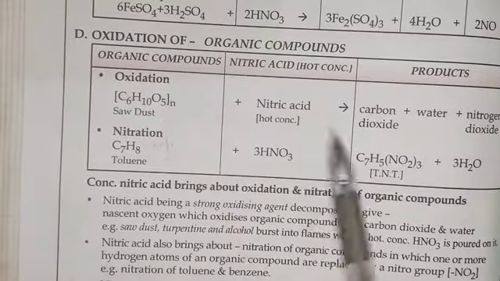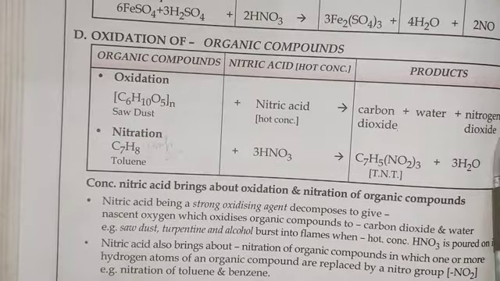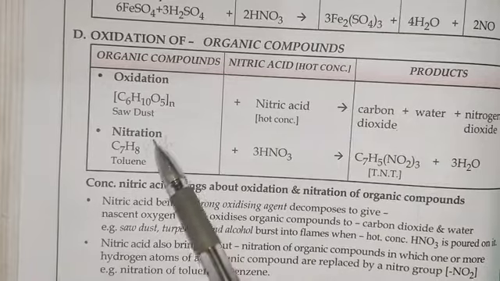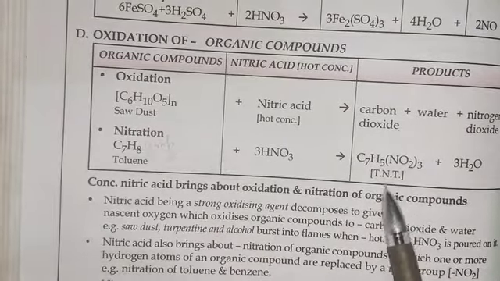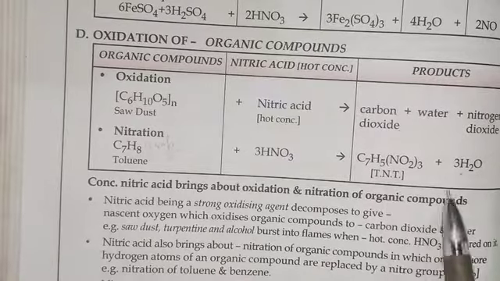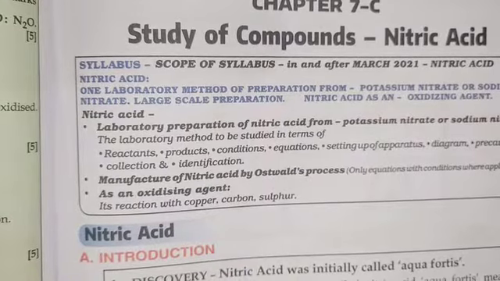Sawdust reacts with nitric acid and gives carbon dioxide, water and nitrogen dioxide. Nitration of toluene: toluene reacts with HNO3, which is the important one, and it gives TNT plus H2O. Now here we have completed our chapter on nitric acid.